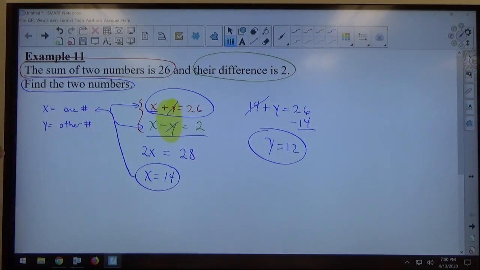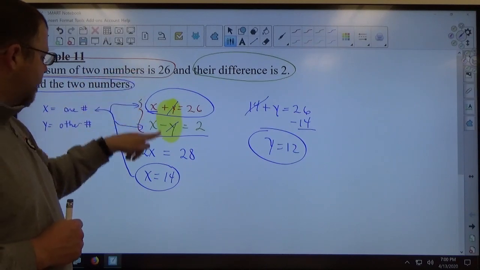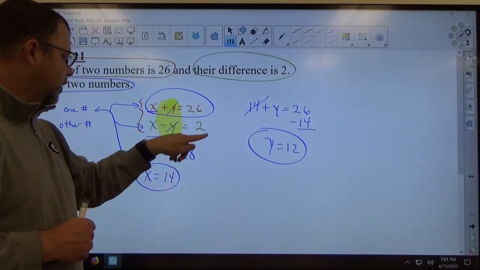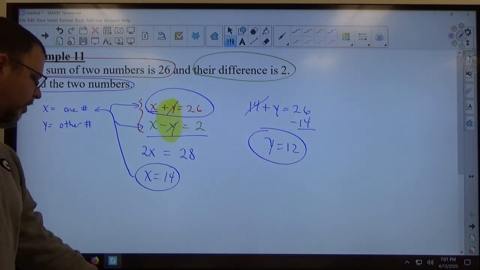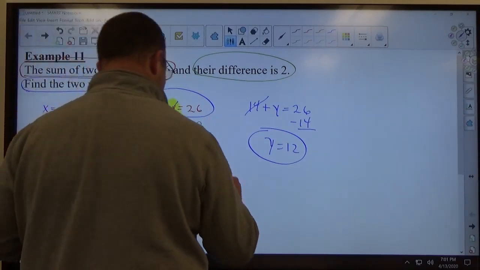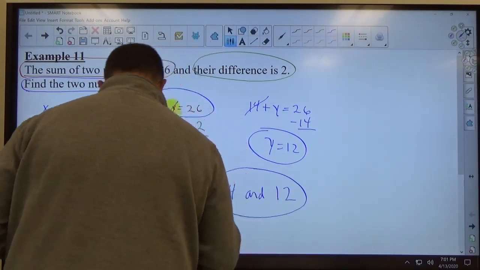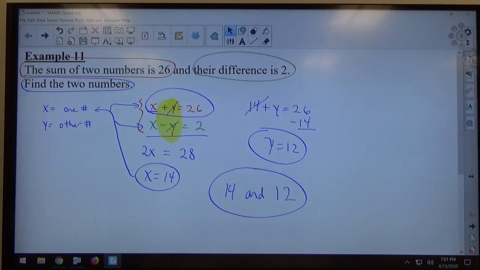Just to do a quick verification, they're supposed to add up to 26. 14 plus 12 does equal 26. They're supposed to subtract to make 2. 14 minus 12 does make 2, which makes that pair of numbers the correct pair. So what are the two numbers? 14 and 12. In word problems, you don't typically write ordered pair answers unless they're specifically asking for an ordered pair. In this case, they said find the numbers. There's the numbers. 12 and 14, 14 and 12, they mean the same thing, so the order doesn't matter. That's why there's no reason to write an ordered pair.